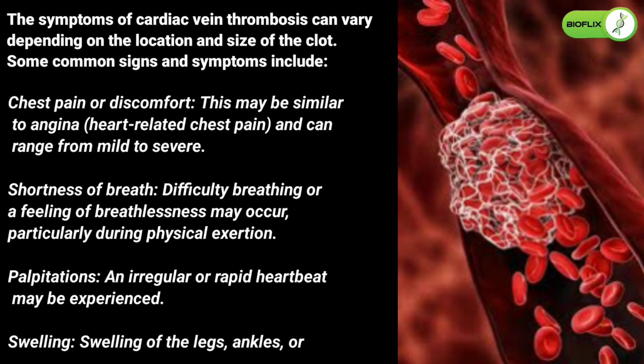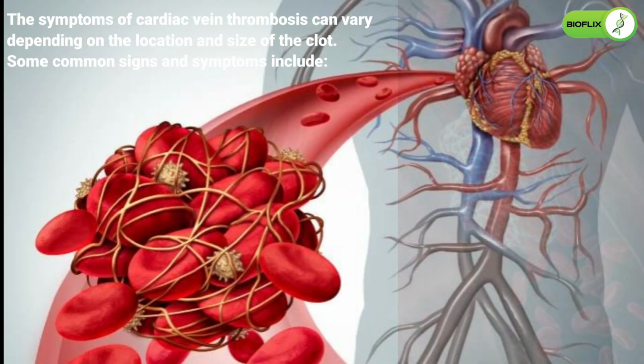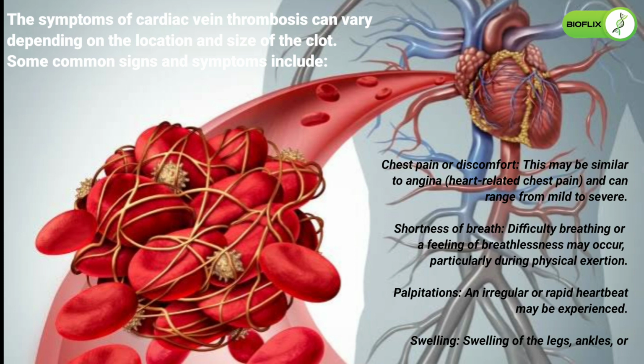The symptoms of cardiac vein thrombosis can vary depending on the location and size of the clot. Some common signs and symptoms include chest pain or discomfort. This may be similar to angina, heart-related chest pain, and can range from mild to severe. Shortness of breath, difficulty breathing or a feeling of breathlessness may occur, particularly during physical exertion. Palpitations, an irregular or rapid heartbeat may be experienced. Swelling of the legs, ankles, or feet can occur if the blood clot obstructs venous blood flow.